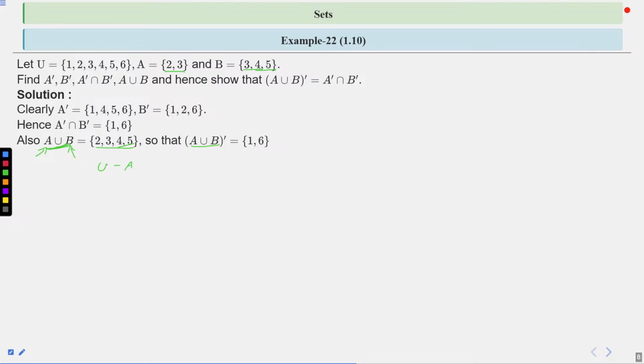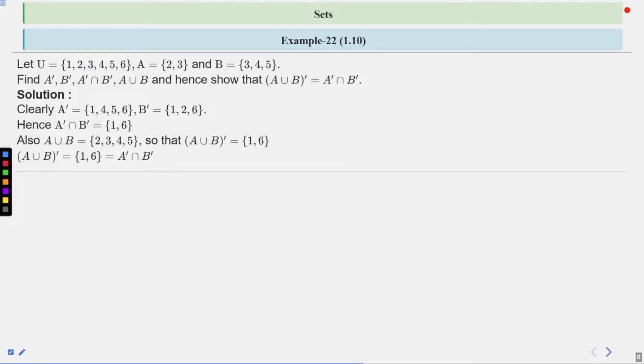Now A union B complement will be what? U minus A union B. Simple. So complement is nothing but you can rewrite this in terms of differences also. And now recall the difference definition. So collect all the elements from the universal set, and eliminate the common elements which also belong to A union B. So eliminating 2, 3, 4, 5, you are only left with these two elements, 1 and 6. So A union B whole complement will be 1, 6.